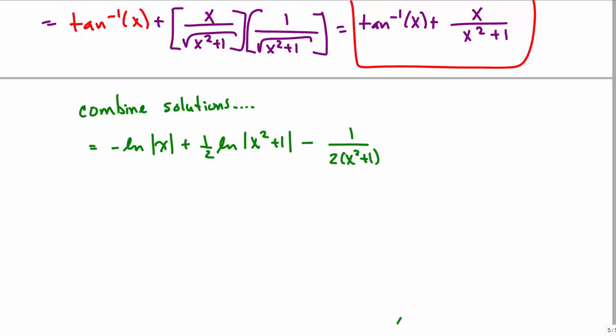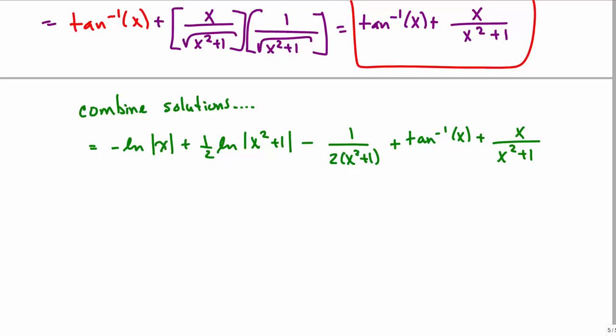And this is 2 times the quantity x squared plus 1. And then I finally have these last 2 pieces that I just finished: plus inverse tangent of x, plus x over x squared plus 1. Now I have a plus c for my constant of integration at some point, but I think I can do some simplifications here.